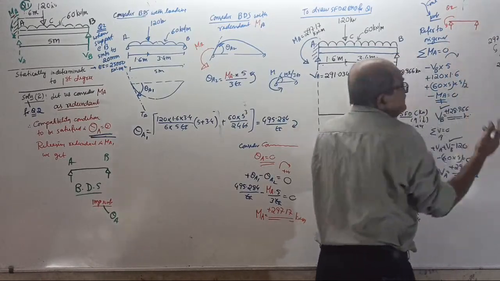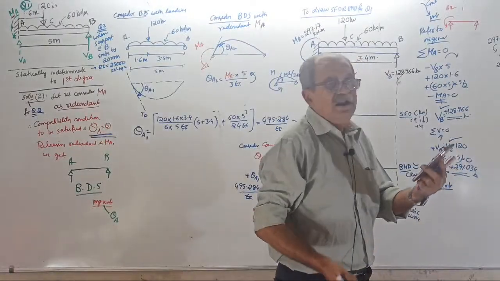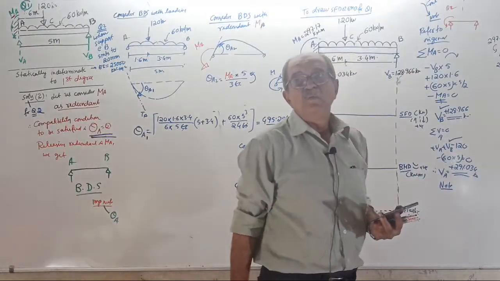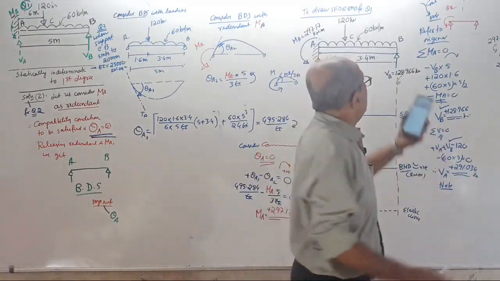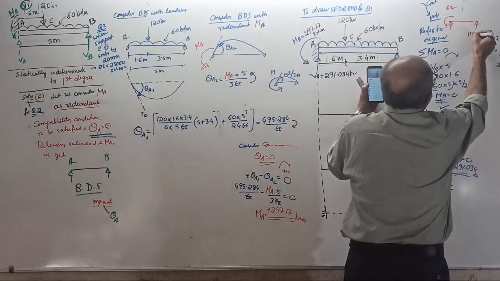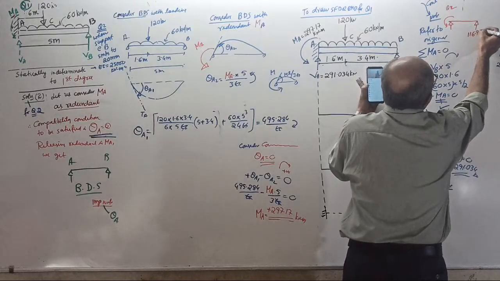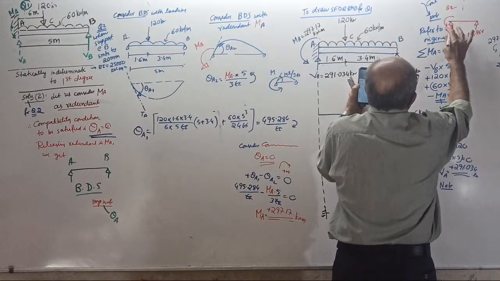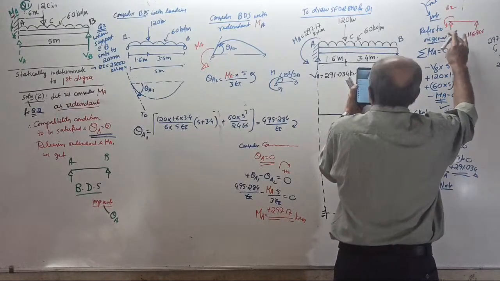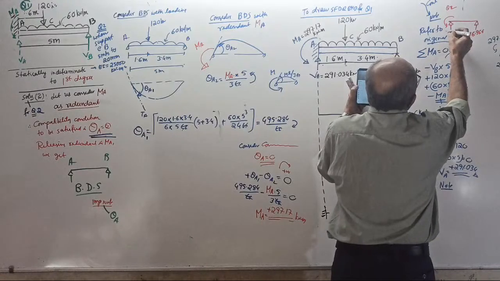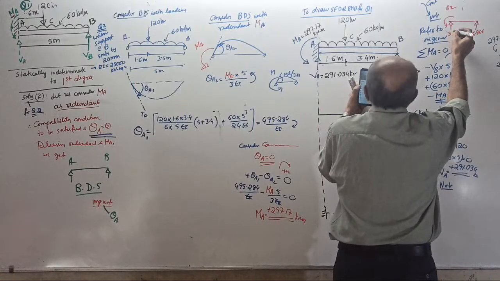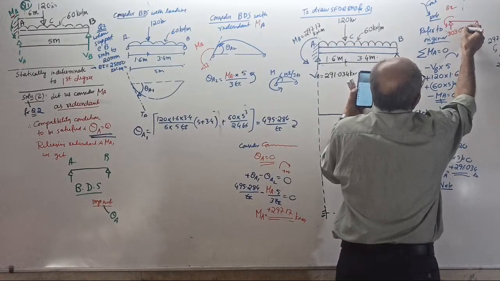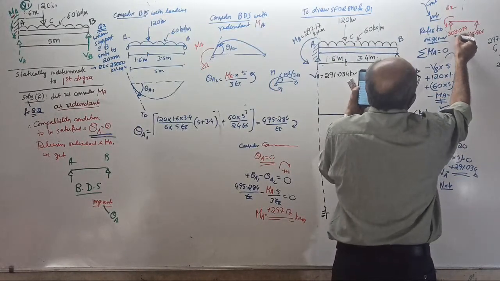See, you are not answering, what can I do? Tell me, what reaction you got there for the second question? 116.966. This reaction came 303.034 kilonewton. Correct? This reaction.